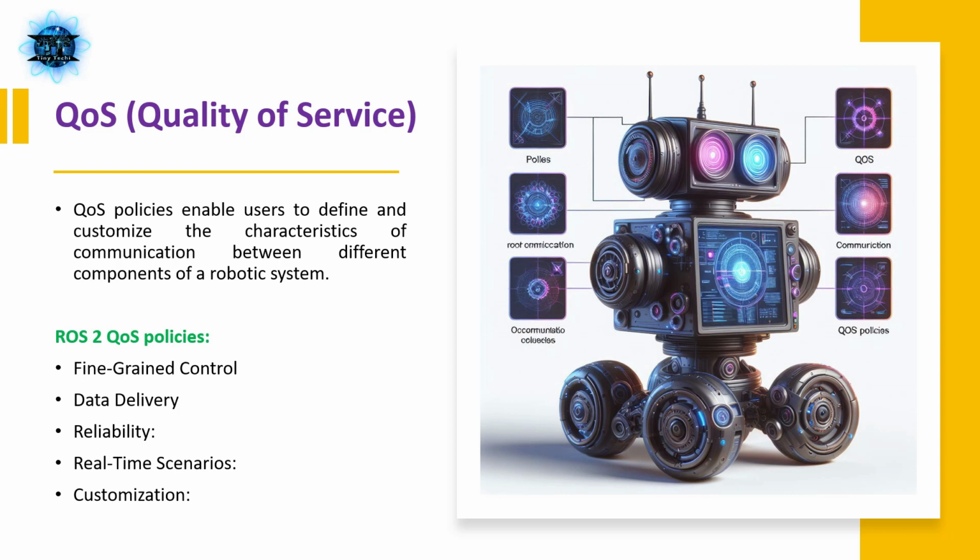In a nutshell, ROS2 QoS policies give robot creators the power to control how their robots talk to each other. This is super important in situations where robots need to work together seamlessly and respond quickly, like in robotics and automation. That is about QoS.